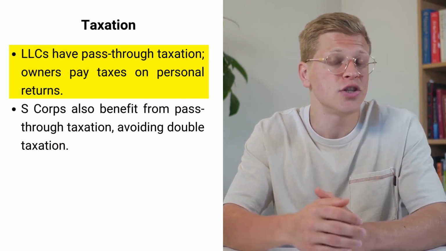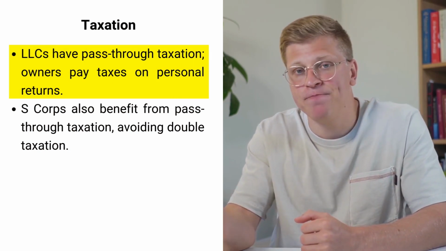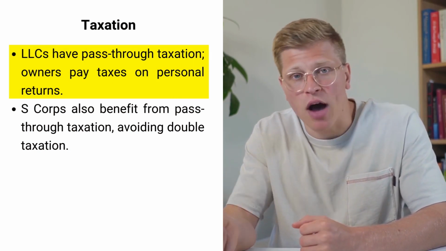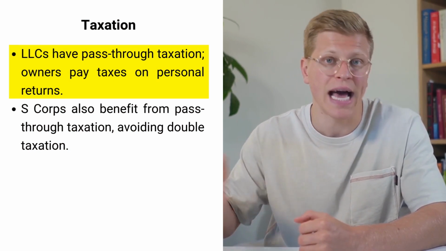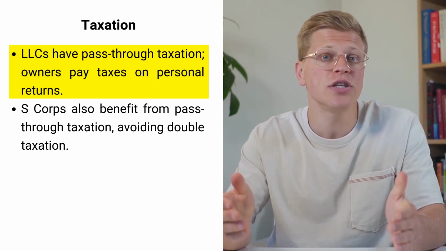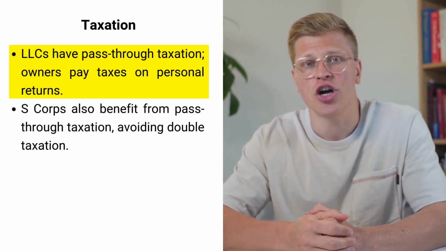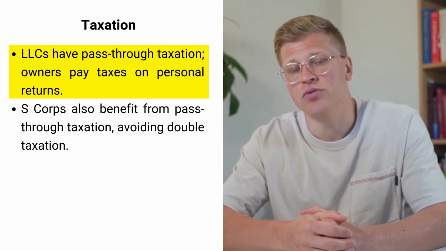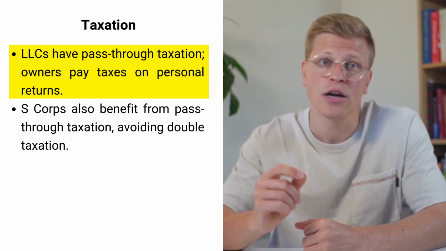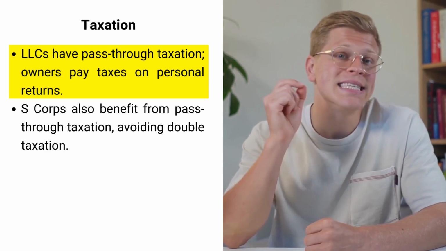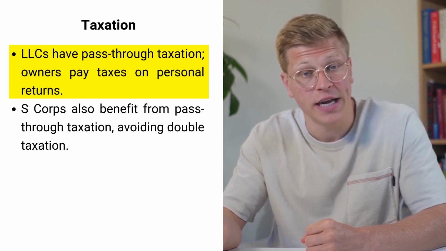Taxation. Taxation is one of the primary differences between these business structures. LLCs are subject to pass-through taxation. This means that the company's profits and losses are passed through to the owner's personal tax returns. The owners then pay taxes on their share of the profits at their individual tax rates. This can simplify tax filing, but also means that owners are responsible for paying self-employment taxes on their earnings.